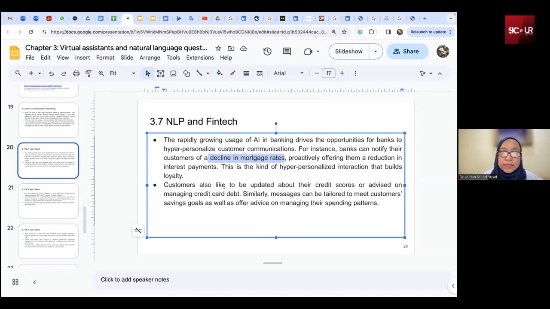NLP is a technology used in VA. So VA is like a tool to assist an organization, it can be a tool, it can be a human to assist you.